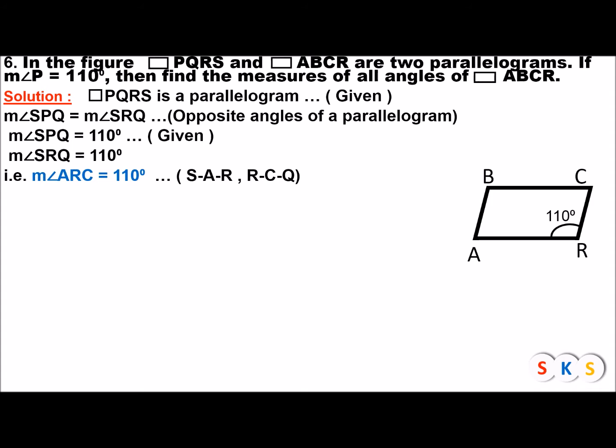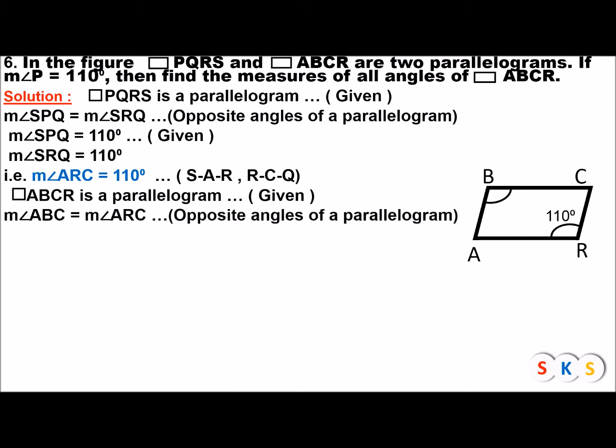Now you can see the smaller quadrilateral ABCR. It is also a parallelogram, right? So look at this figure, angle R and angle B are opposite angles, and opposite angles are congruent, right? So here angle R and angle B will have the same measure. So we can write measure angle ABC equals measure angle ARC, as opposite angles of a parallelogram are congruent. Therefore, measure angle ABC equals 110 degrees.